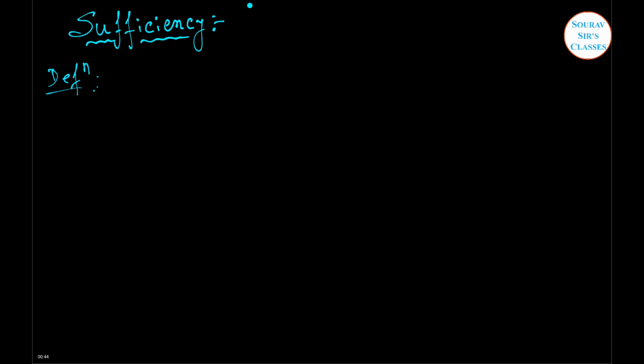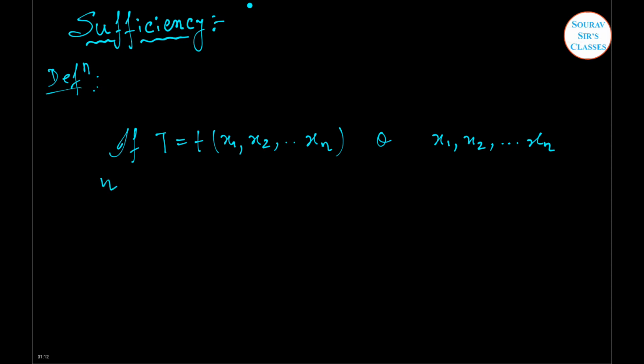Like next, if t equal to small t of x1, x2, ..., xn is an estimator of parameter theta based on a sample x1, x2, ..., xn of size n from the population with density f(x, theta), such that the conditional distribution of x1, x2, ..., xn given capital T is independent of theta, then T is a sufficient estimator of theta.